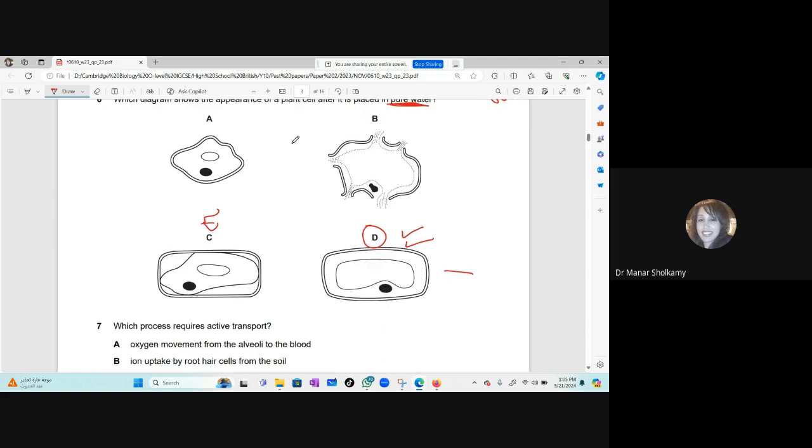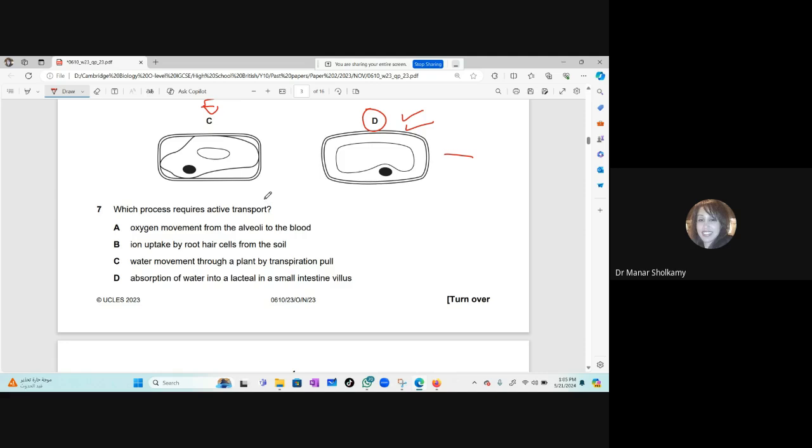So, it is D. Which process requires active transport? Oxygen movement from the alveoli to the blood, ion uptake by root hair cells, water movement, or absorption of water? Now, this is so easy. B. Of course. Okay, perfect.